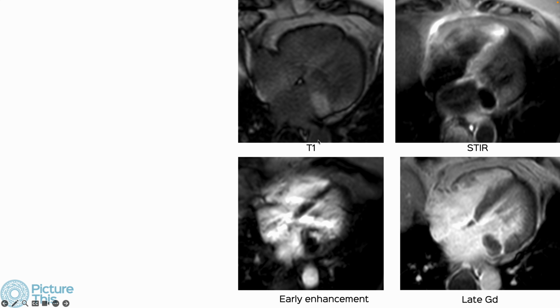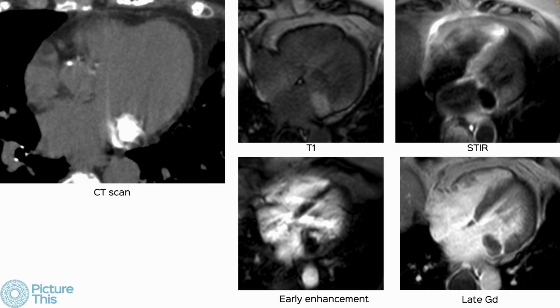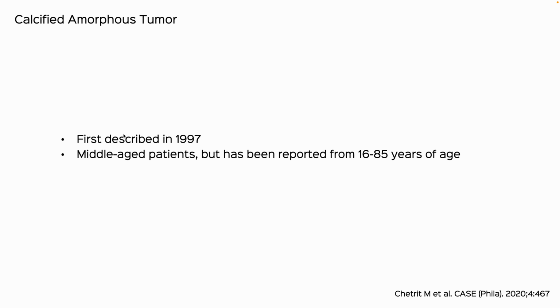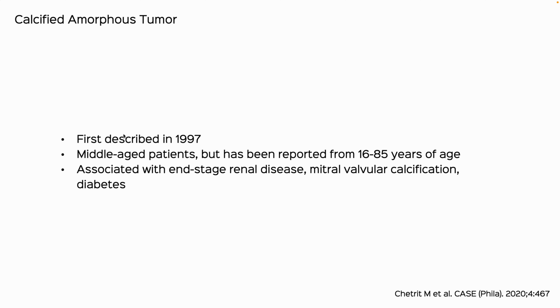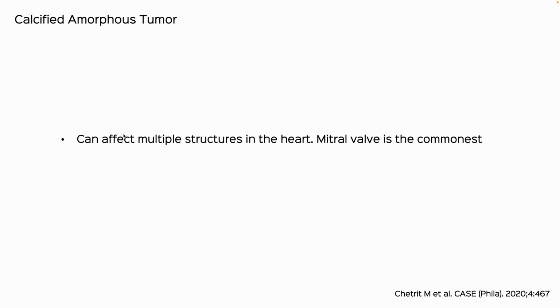It is bright on T1, doesn't enhance at all, and then the CT showed a densely calcified lesion here, which is why a CT is an integral part, a plain CT, of a cardiac MR tumor protocol. And this is a classic calcified amorphous tumor of the mitral valve. It was first described not too long ago, but we are seeing more and more of it as people live longer, and when there is an appearance on echo that seems to reflect a tumor.